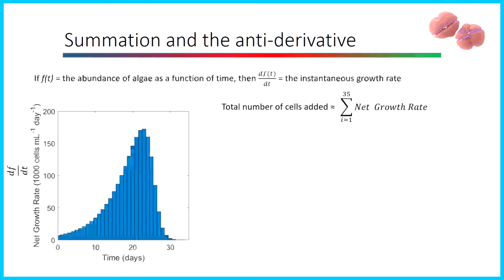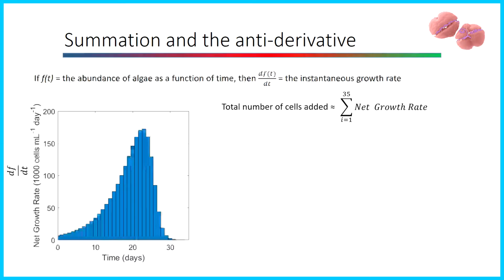This equation tells us that the total number of cells added is approximately equal to the sum from day 1 to day 35 of the net growth rate. In a little bit, I'll explain why this is approximate here, rather than exactly equal. But first, let's make sure to remember that this is the total number of cells added.